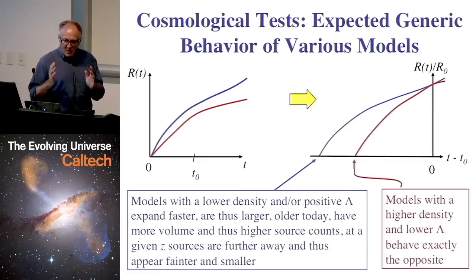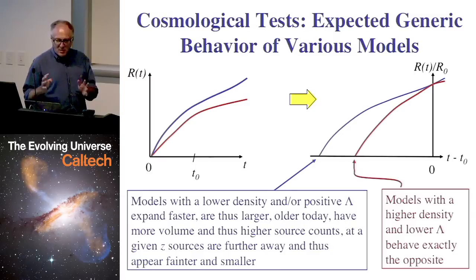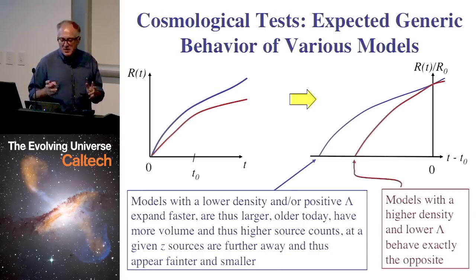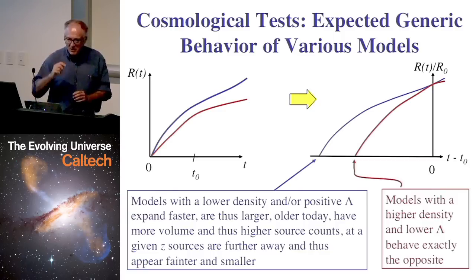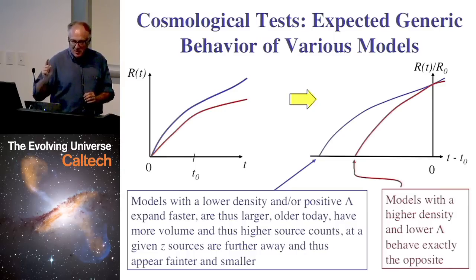So if the lengths are, say, smaller, that means the distances tend to be closer, regardless of whether luminosity or angular diameter distance. And so in the denser and/or negative cosmological constant models, things would look bigger in the sky, and they'll be brighter in the sky. And because volume is smaller, there'll be fewer of them.